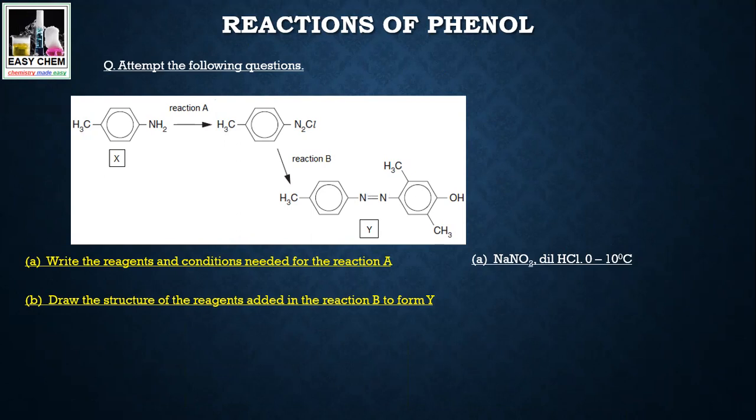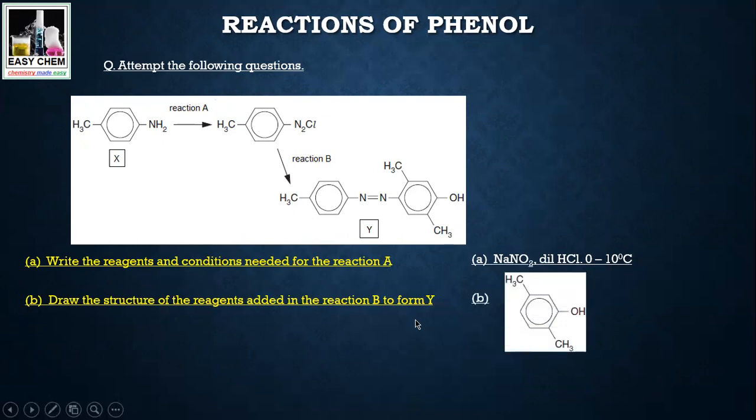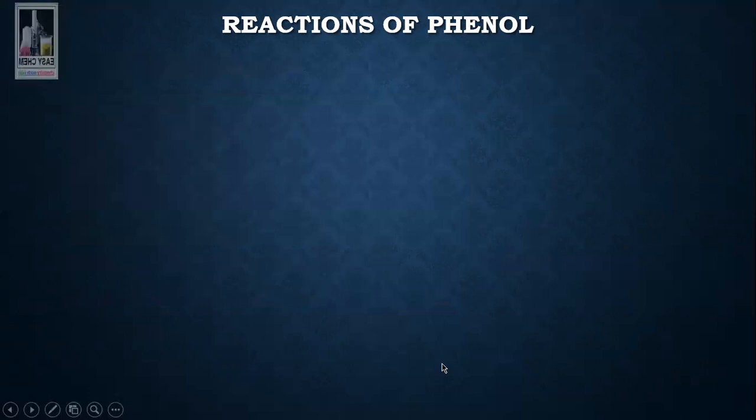So what do you think is a substance which is being added in the reaction B to make this compound Y? A compound containing benzene ring has been added where there should be CH3 group, OH group, and CH3 group attached to it. You can see the substructure here. The CH3 group is as it is. This OH group is here. The CH3 group is also over here. So it's a pretty simple question. But let's see how the other question is going to be.